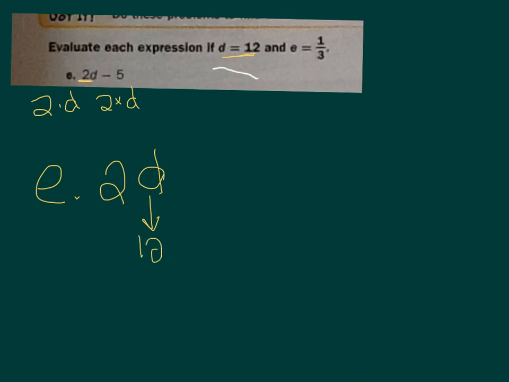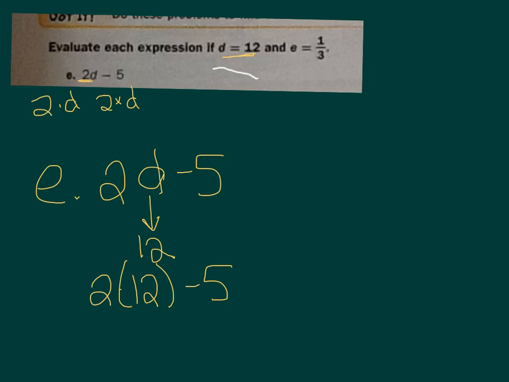Let's do one more example on page 451, letter E. Remember that we talked about 2D is the same as saying 2 times D. That's the new way they're going to be writing these. So we're still plugging in with what we know. So if I have 2D minus 5, and I know D is 12, let's plug it in. I have 2 times 12, remember, you can use parentheses, minus 5.